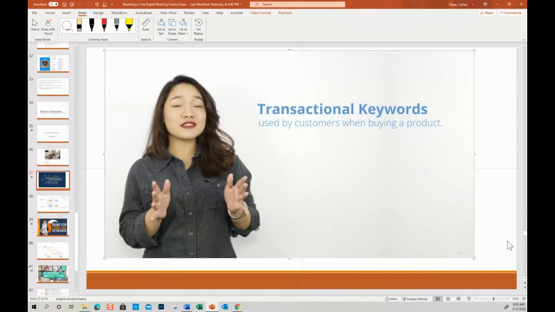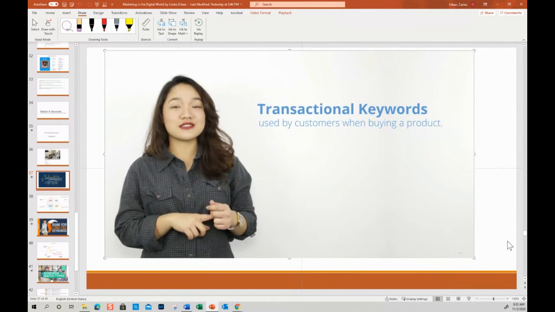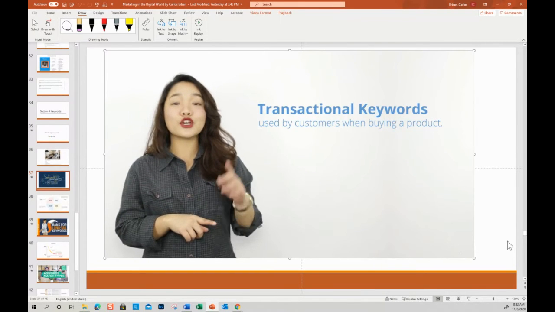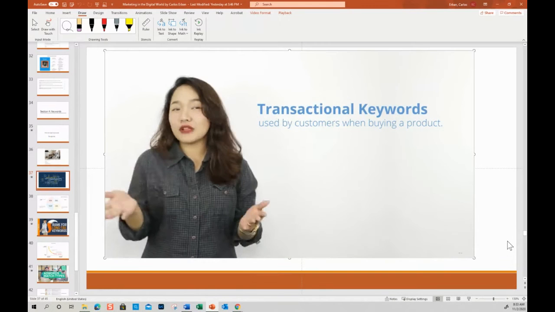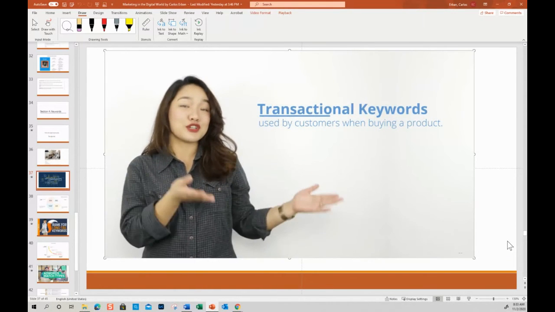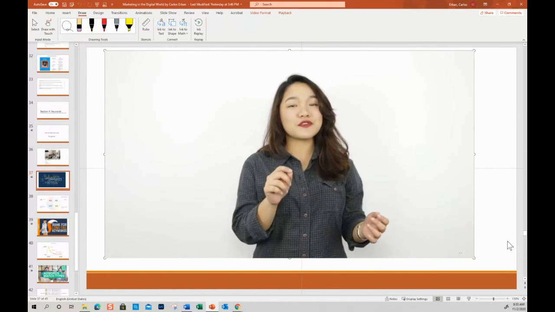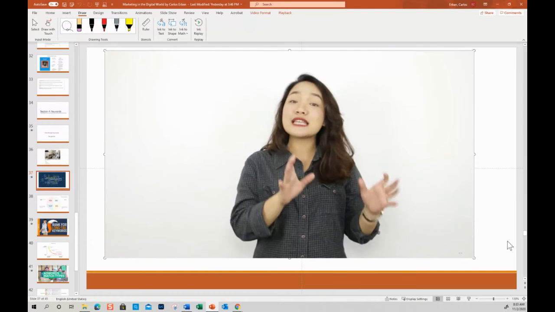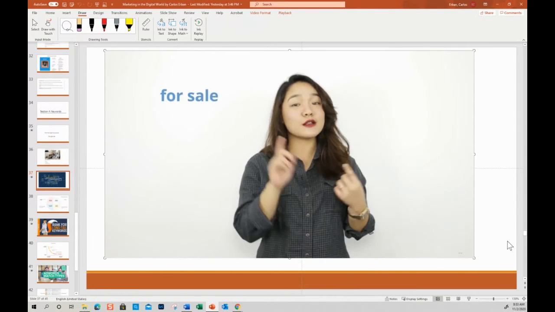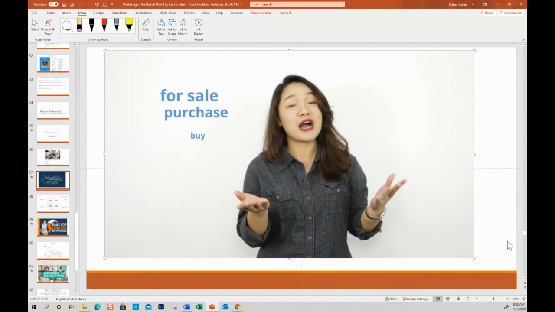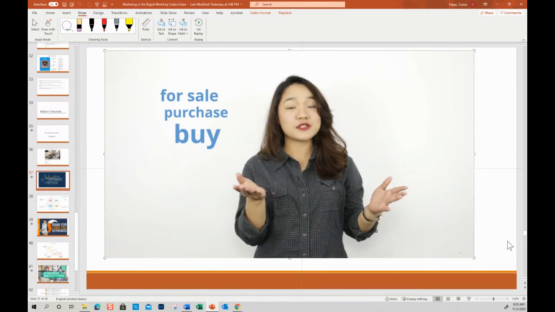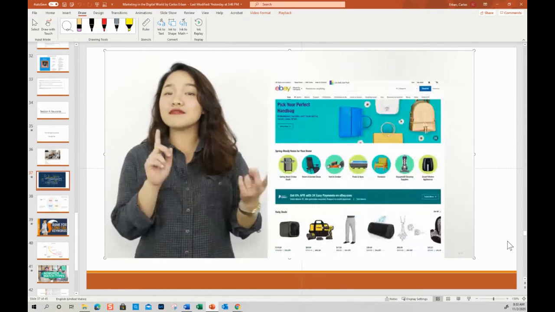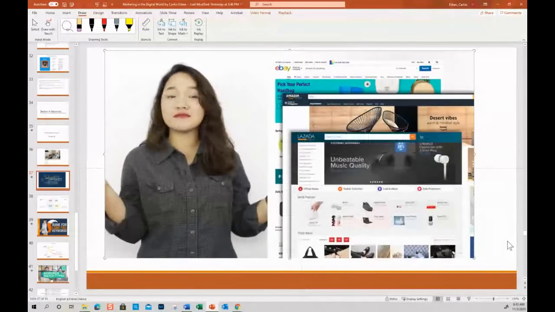Last but not least are transactional keywords. This type of keyword is used by customers when they are already going to purchase a product, from the word transaction. Now, this type of keyword would usually contain the words for sale, purchase, and buy. You could usually find these keywords on e-commerce websites like eBay, Amazon, or locally made Lazada.